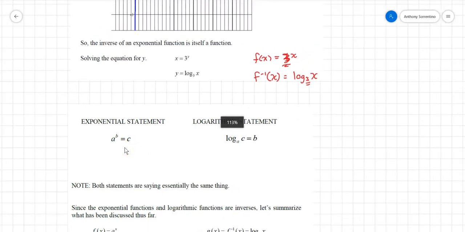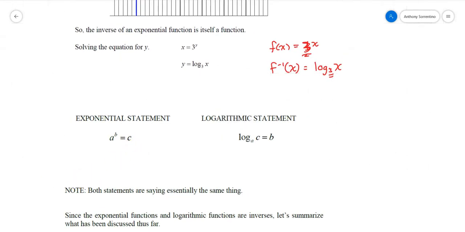This one here, the exponential statement, if I were to read this out loud, and I'm going to write what it would say, says a to the power b is c.